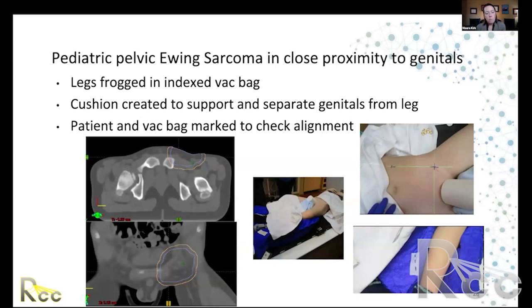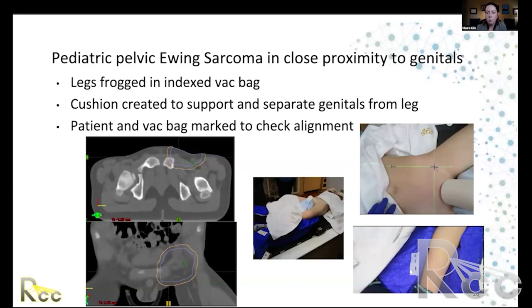Here's an example. As I mentioned, you can have all different types of targets in the pelvis. So here's a pediatric Ewing sarcoma patient, and the target was in close proximity to his genitals. So for the best positioning for him, we wanted to get separation of our OARs from the target. Here you can see his target drawn in the CT. So there was a custom setup; actually a head cushion was used to support and separate his genitals and keep them out of the treatment field as best as possible, and frog leg his knees to get some separation in the back lock.